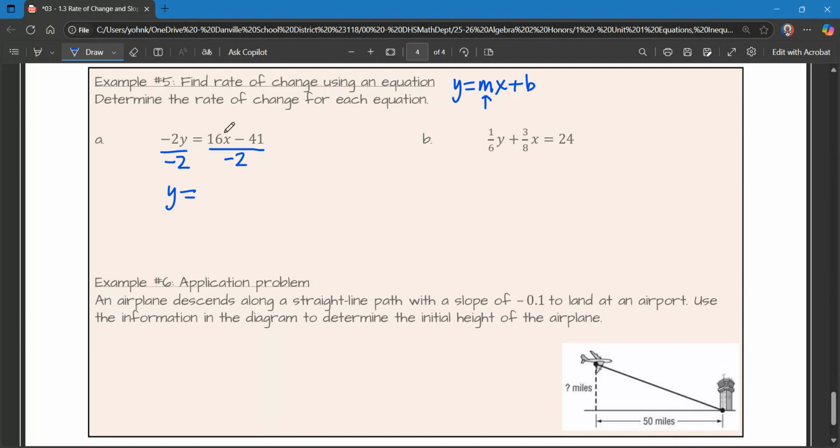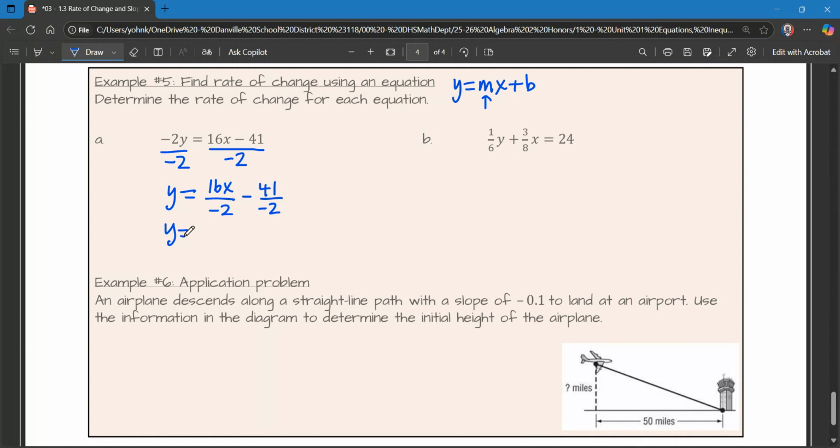Well, when I do that, notice that I have 2 things on top and only 1 thing on the bottom. What we're going to do is take each of the things on top and divide it by the bottom. So we're going to take the first thing on top and divide it by the bottom. We're going to take the second thing on top and divide it by the bottom. So 16x divided by -2 minus 41 divided by -2.